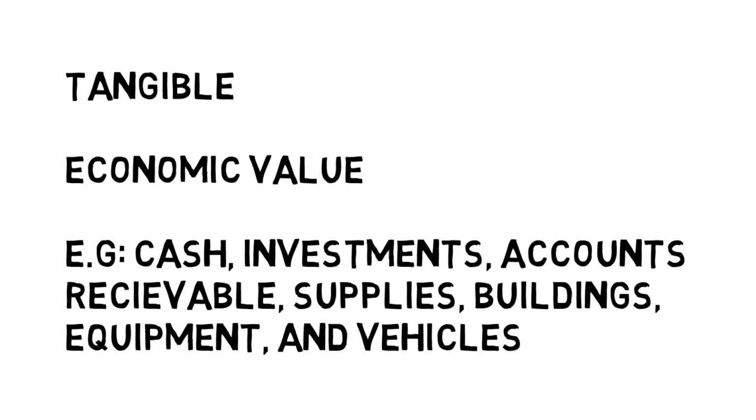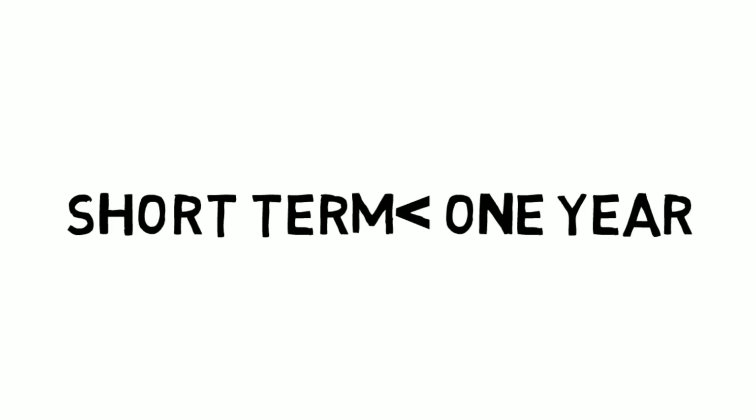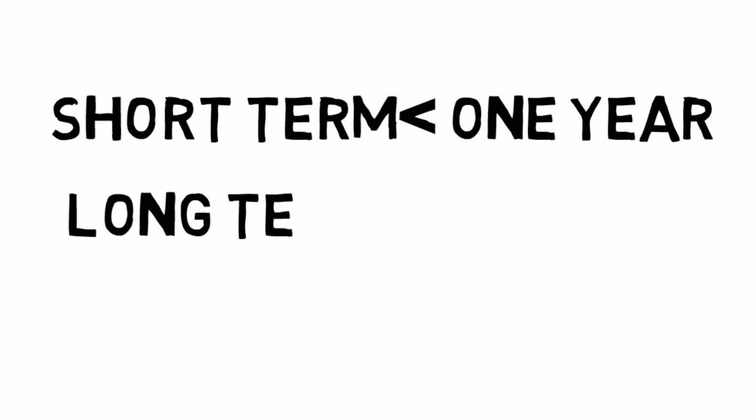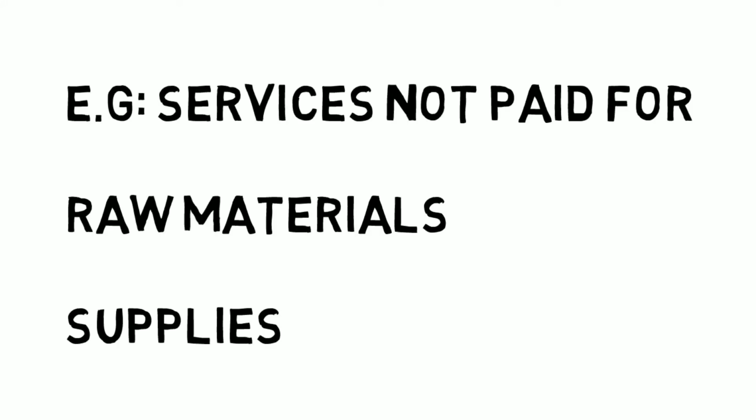Liabilities indicate the obligations a firm has to its short-term and long-term lenders, creditors, and suppliers. Short-term liabilities are obligations that are expected to be fulfilled within a year, whereas long-term liabilities have longer payback periods. Now, these obligations can arise from actually borrowing money, or for services performed that haven't yet been paid for, or for raw materials or supplies that you still have to pay for.